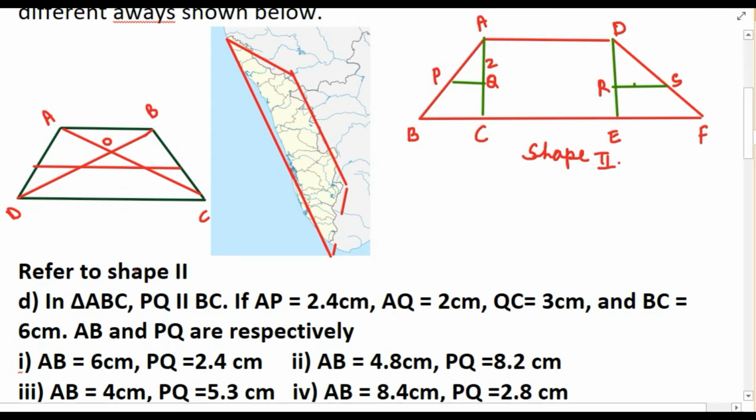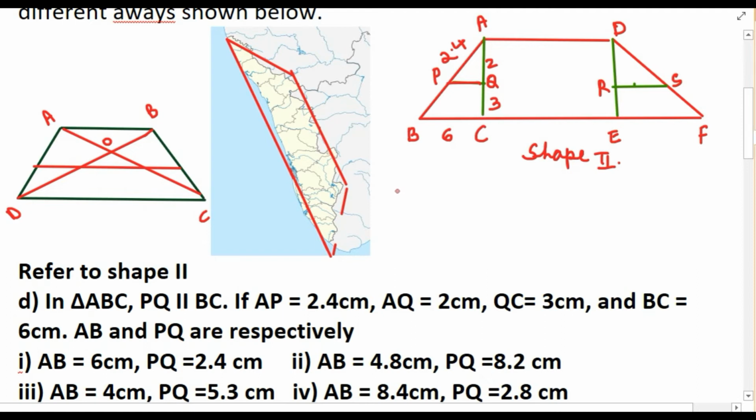Next question, refer to shape 2. So you have to refer to this shape. PQ is parallel to BC. AP is 2.4, AQ is 2 centimeter, QC is 3 centimeter, BC is 6 centimeter. We need to find out AB and PQ.